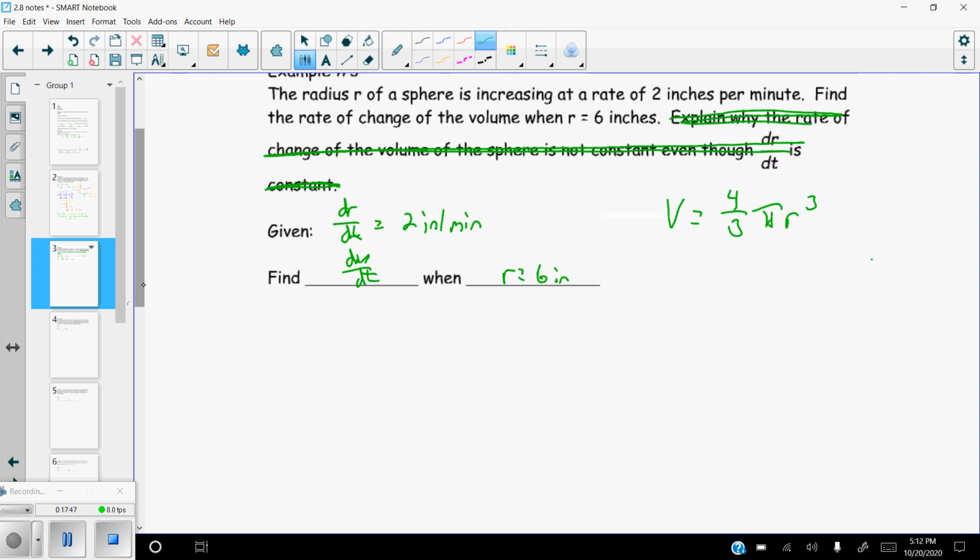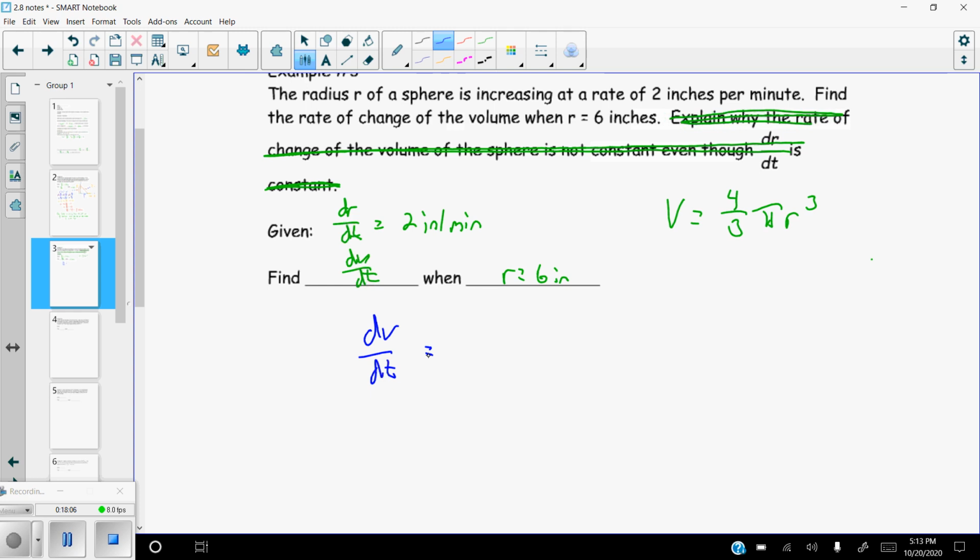So the first thing that I need to be able to do is I need to be able to take the derivative. Well, if you take the derivative of one side of the equation, you take the derivative of the other side of the equation. That's how it works. So I'm going to take the derivative of v, which is going to be dv over dt, because it's how the volume is changing over time.